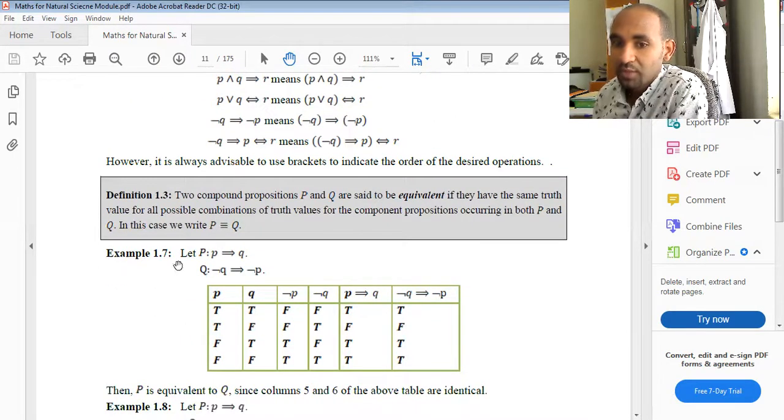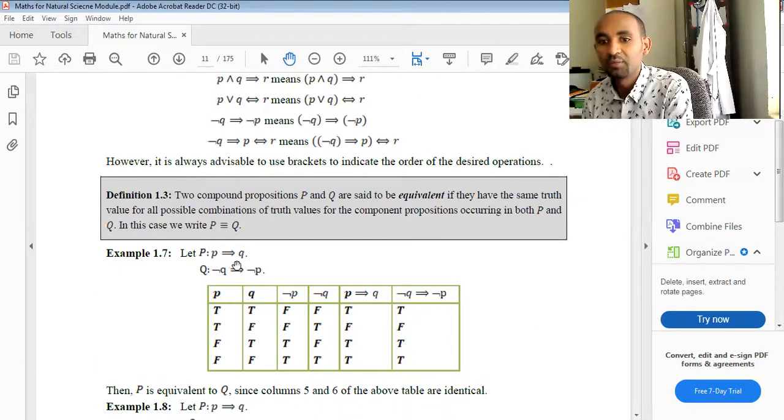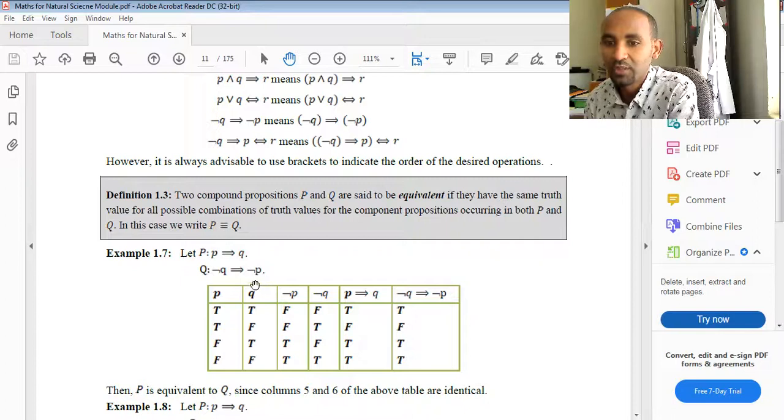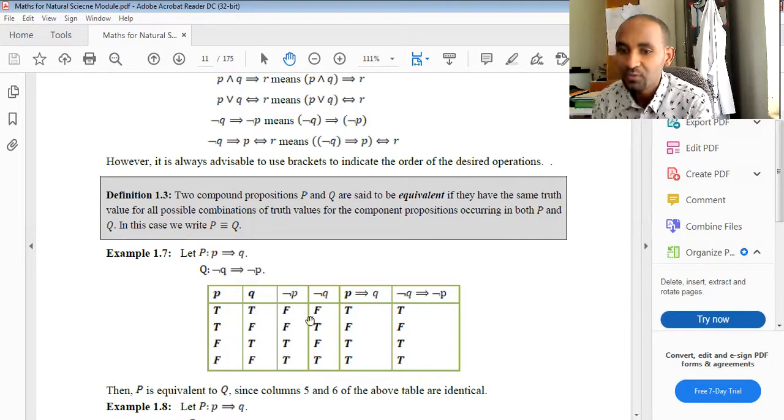So let capital P and capital Q represent two compound propositions given by P implies Q and not Q implies not P. Note that the second compound statement is the contrapositive of the first. So contrapositives are equivalent statements. So you have P and Q, true, true, true, false, false, true, false, false values. So corresponding not Q and not P are given here.